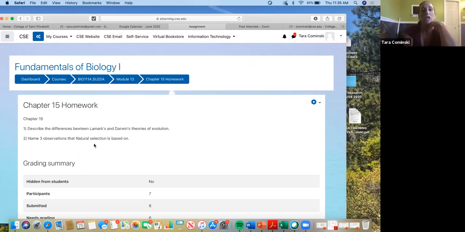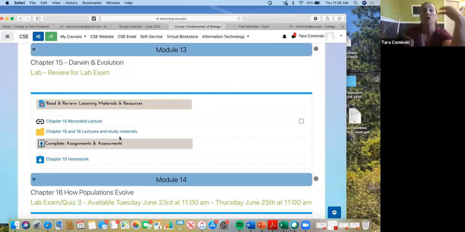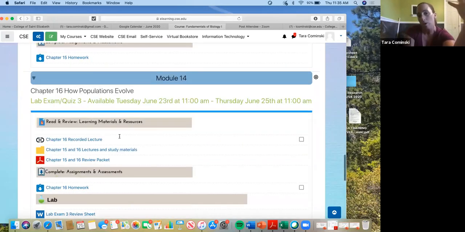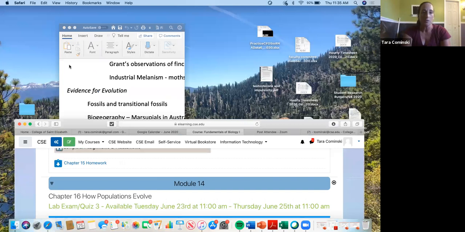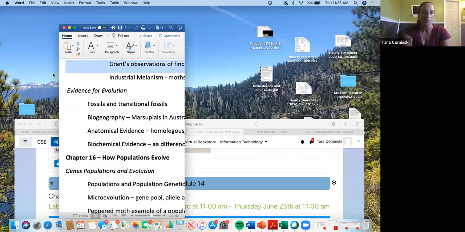Any questions, guys, from chapter 15? All right, so the last chapter is chapter 16, which is smaller scale evolution, or what we call microevolution, so on a population level. Let me pull this up first, and then we'll go from there. Why is this always in my way?